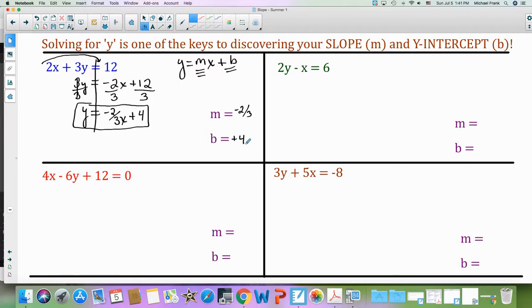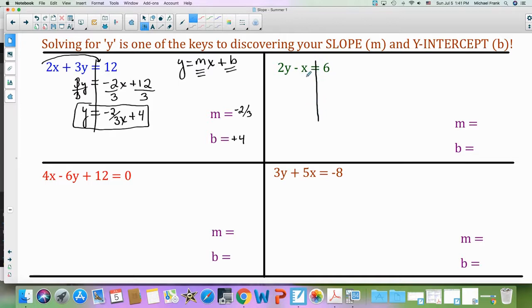Here, why don't you pause your screen and try the other 3 examples. Okay, so let's give it a shot here. Let's go here to the right, number 2. Well, there's my equal sign. So I'm going to drop down my little wall here.